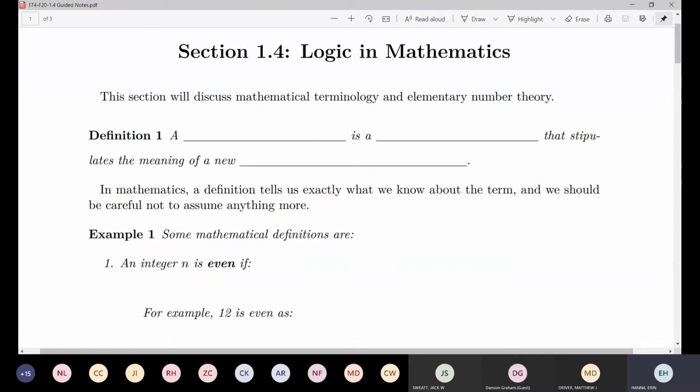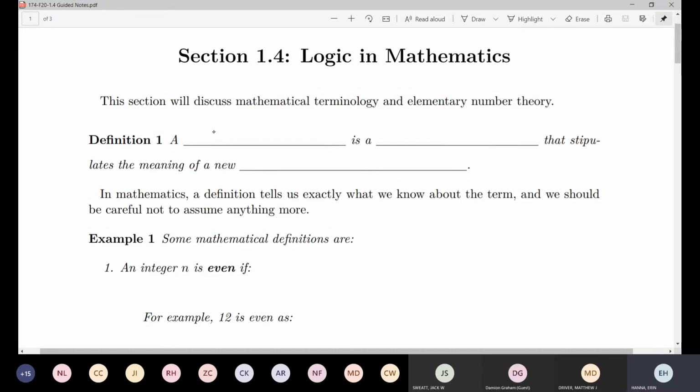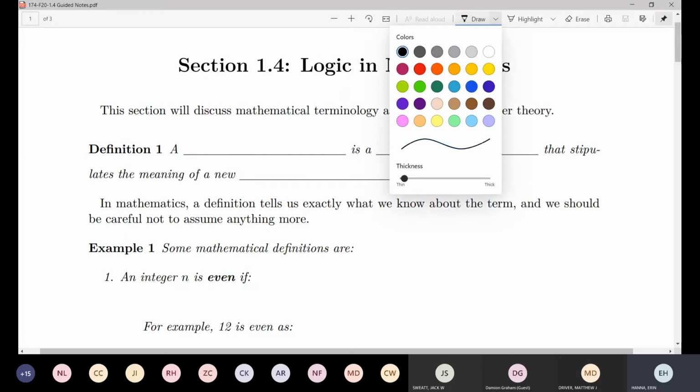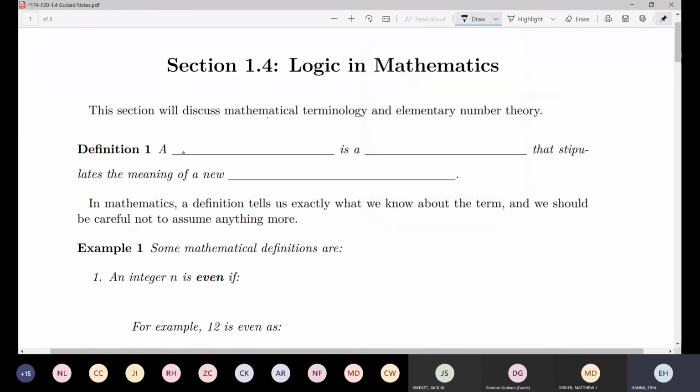So definitions. Now this one's funny because I'm about to define a definition. So the definition of definition: a definition is a statement that stipulates the meaning of a new term, symbol, or object.